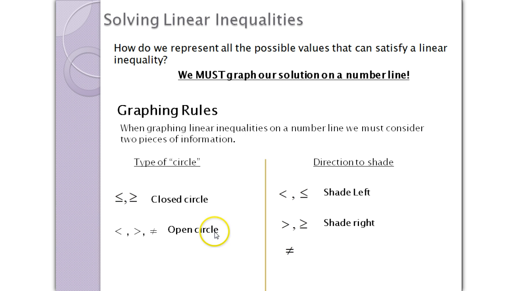Now if you have the not equal to symbol, you're going to use the open circle as we discussed. Remember we said in the previous slide that if x cannot equal negative 496, that means it can't equal negative 496, but it can equal any other number in the world. So you're just going to draw an open circle on negative 496 and then shade both directions on the number line, because it can be any value in the world as long as it's not the value that has the open circle. So you'll just shade in both directions.